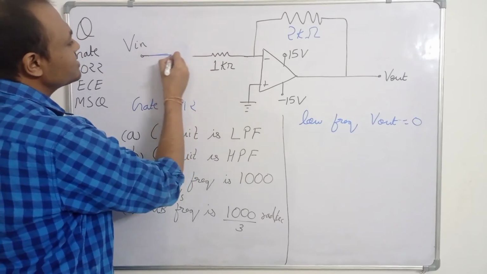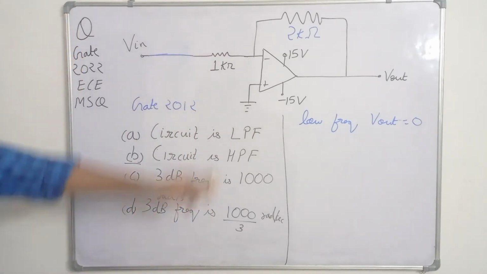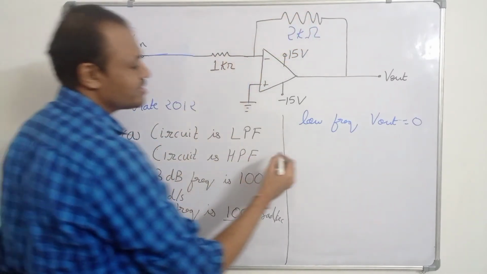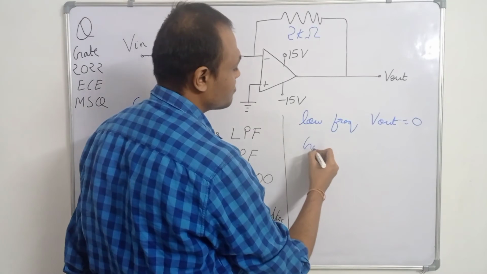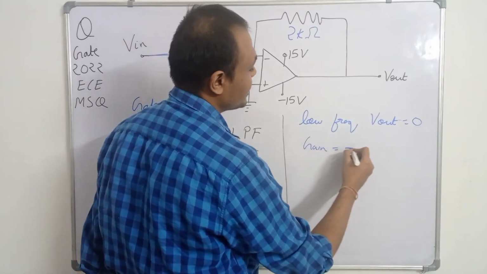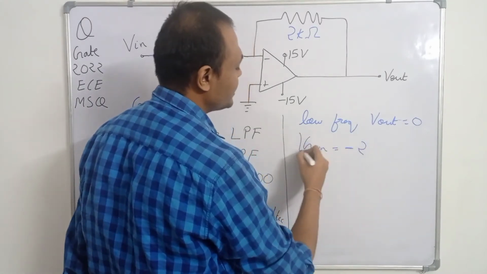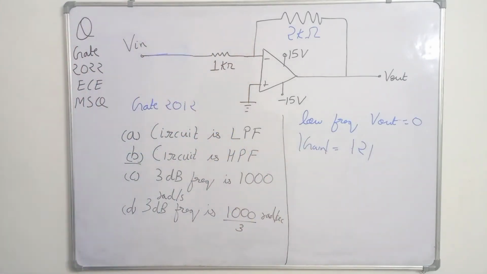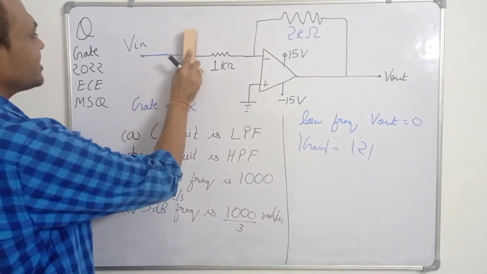So if we replace this capacitor by a short circuit, now this becomes an inverting amplifier with gain minus RF by R1. So gain is minus RF by R1, so minus 2. Or if we take the mod of gain, then mod of gain is 2. So for high frequency, this circuit is providing a gain of 2, and for low frequency, the circuit is providing 0 gain. So this works as a high pass filter. So we have proved that this circuit is a high pass filter.